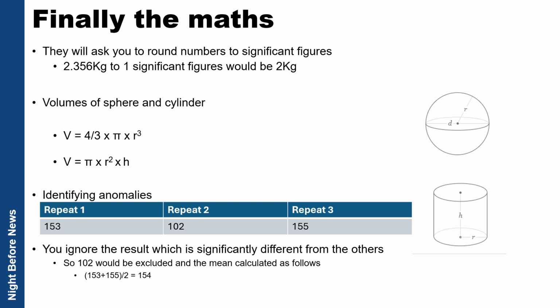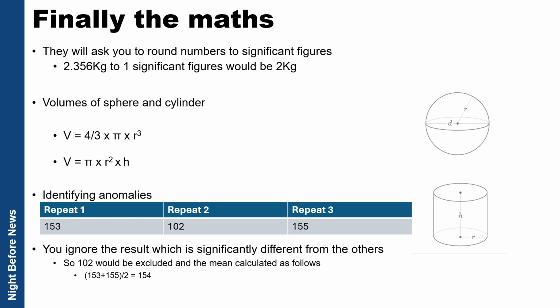The last thing I want to mention are anomalies. So they may ask you to spot an anomaly, or they may give you a set of repeat results to calculate a mean from, and you need to be able to know that an anomalous result is one that is significantly different from the other repeats. So in the example I've given here, we've got repeat 1, 153, repeat 2, 102, and repeat 3, 155. Well, it's clear that repeat 2 is significantly different to repeats 1 and 3. So in this instance, that's our anomalous result, and we exclude that from our calculation.